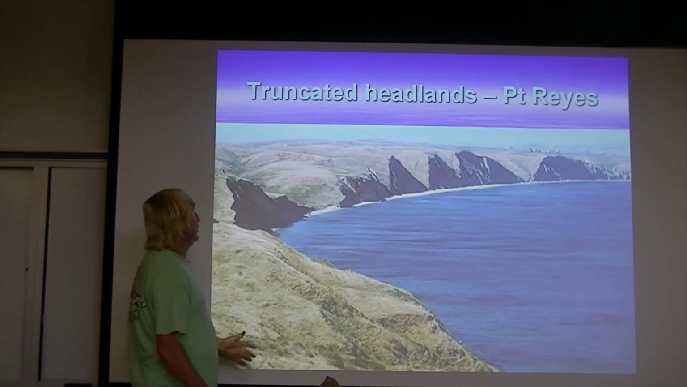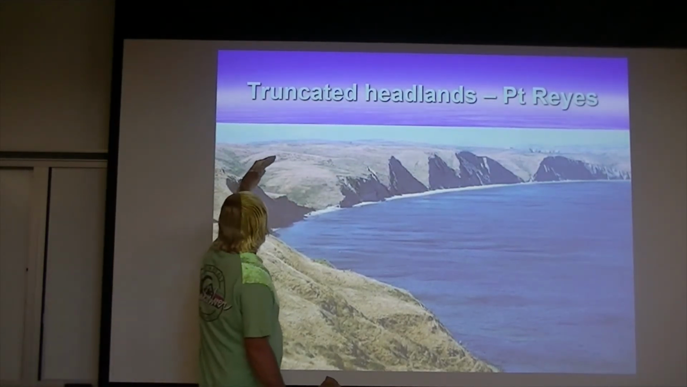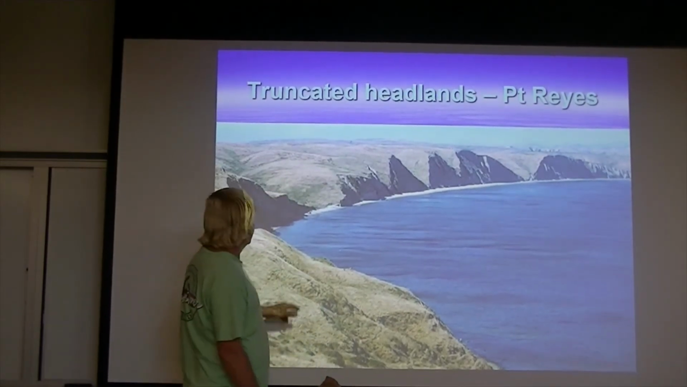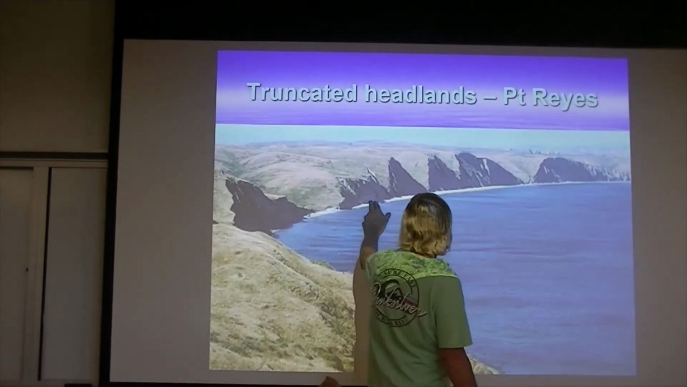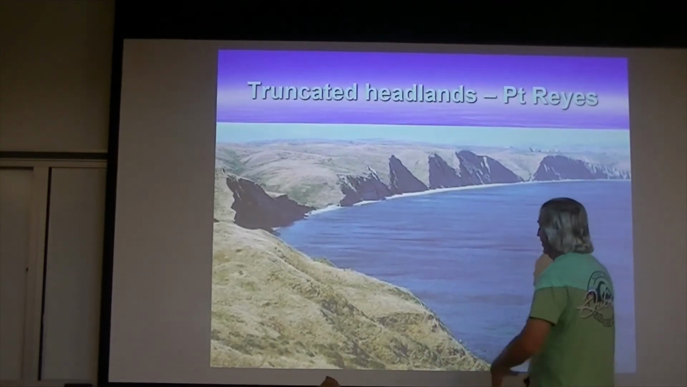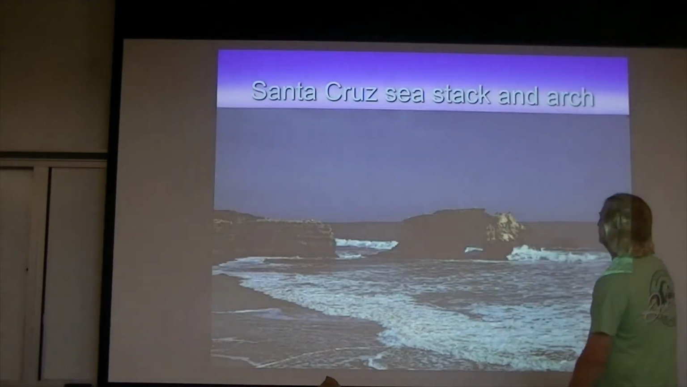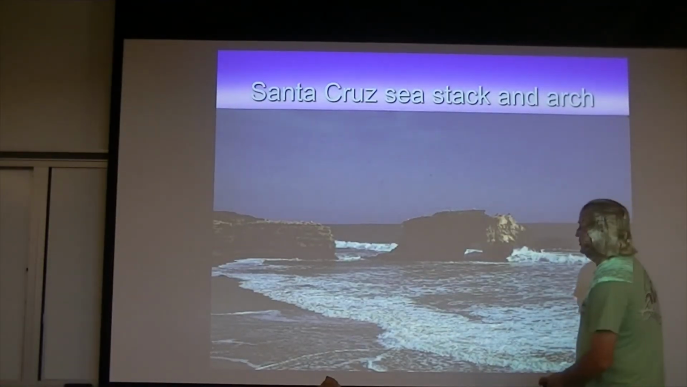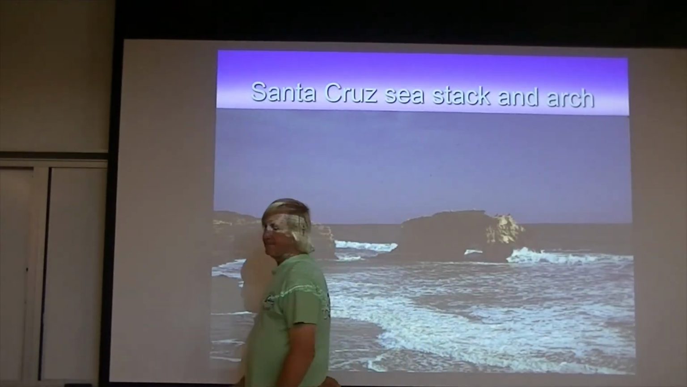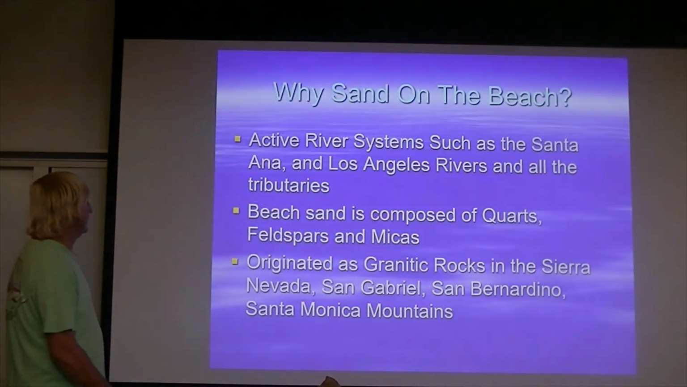So here, these are what we call truncated headlands, Point Reyes. The landscape goes off and then boom, dramatic cliff. That's because wave action is cutting across this, constantly eroding every day, every hour of the day. The waves are cutting this, making this very unstable. As these waves cut, they're going to result in little remnants, sea stacks, and so forth.